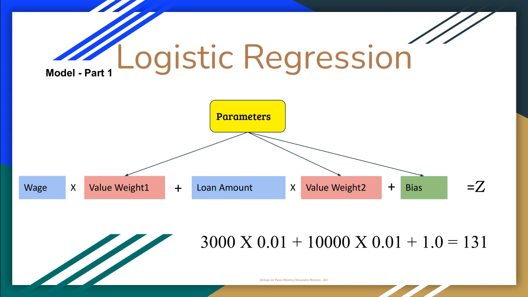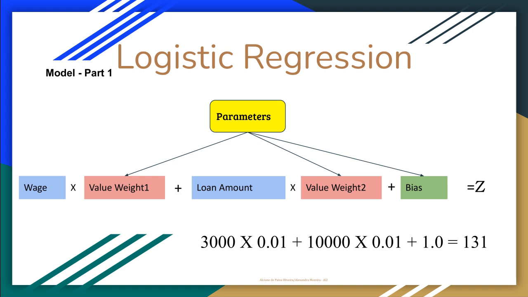In the first part of the model, we take each input value. In our example, these are the salary value and the loan request value, and we multiply them by a weight and then add a value called bias. The resulting value, let's call it Z.